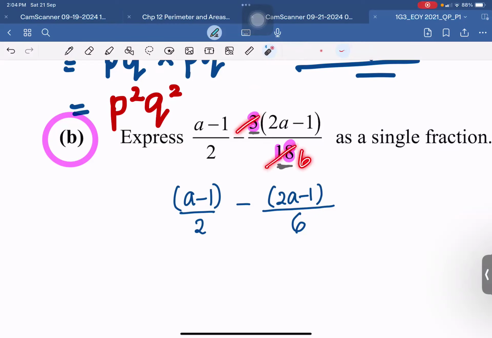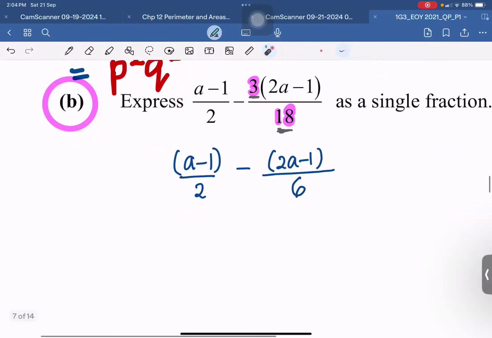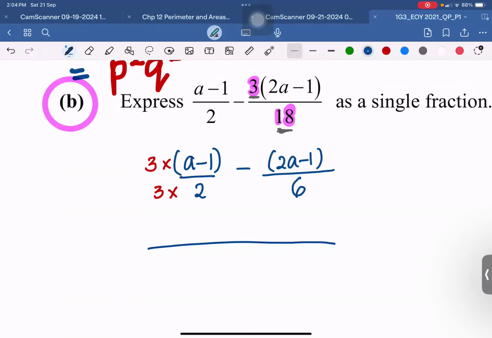I'm left with 6. Okay, then now I want to make the denominator the same. Then what do I need to multiply here? I just need to multiply the number 3. Okay, and then we'll get our LCM is 6.